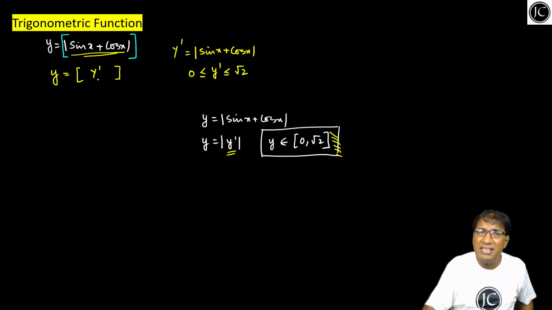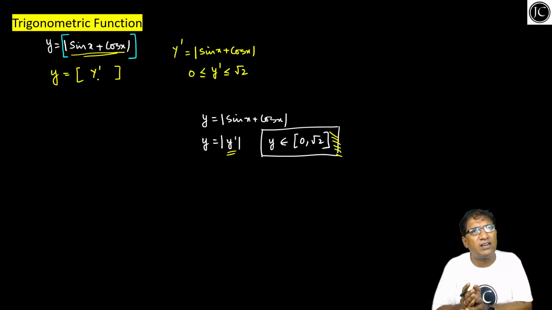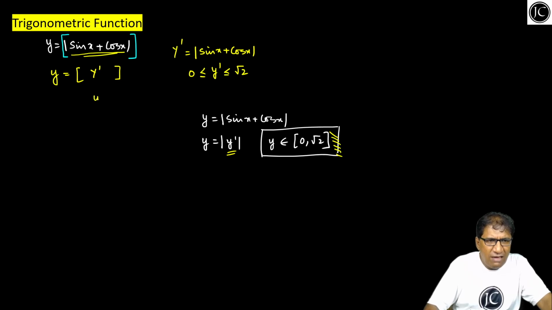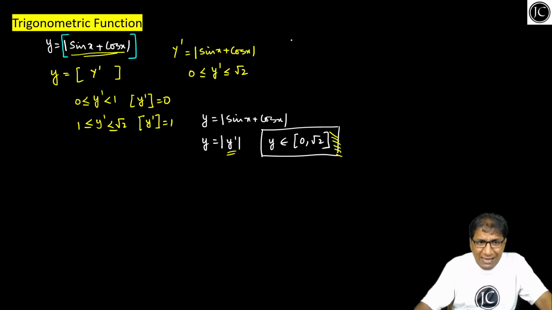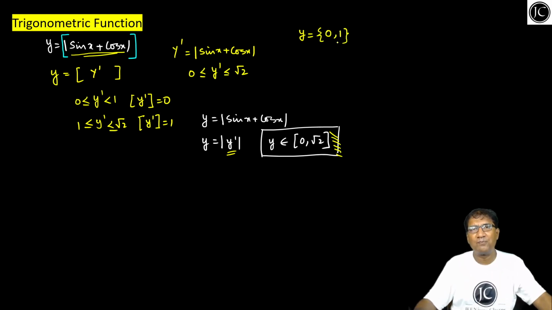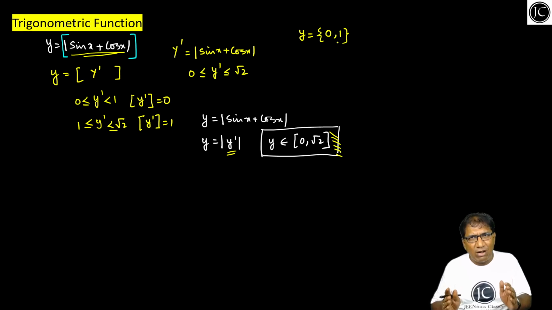So what will be the value of its greatest integer function? Look it very carefully. If y dash is greater than equals to 0 less than 1, तब मेरा box of y dash क्या होगा? 0. और अगर y dash लाई कर रहे from 1 से √2 के अंदर, then your box y dash will be equals to 1. मतलब y का वैल्यू क्या ले रहा है? ये सिर्फ ले रहा है either 0 or 1. Is it clear or not?